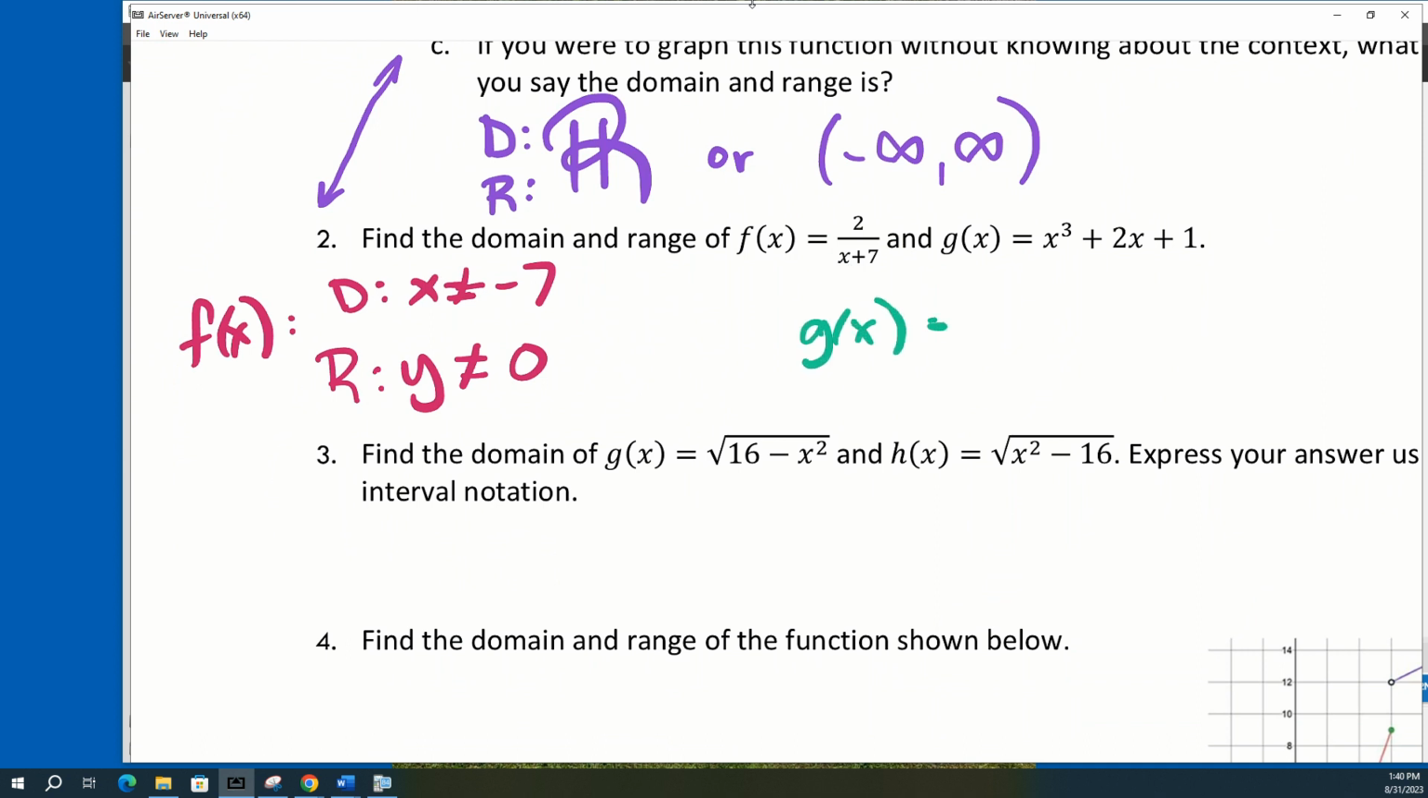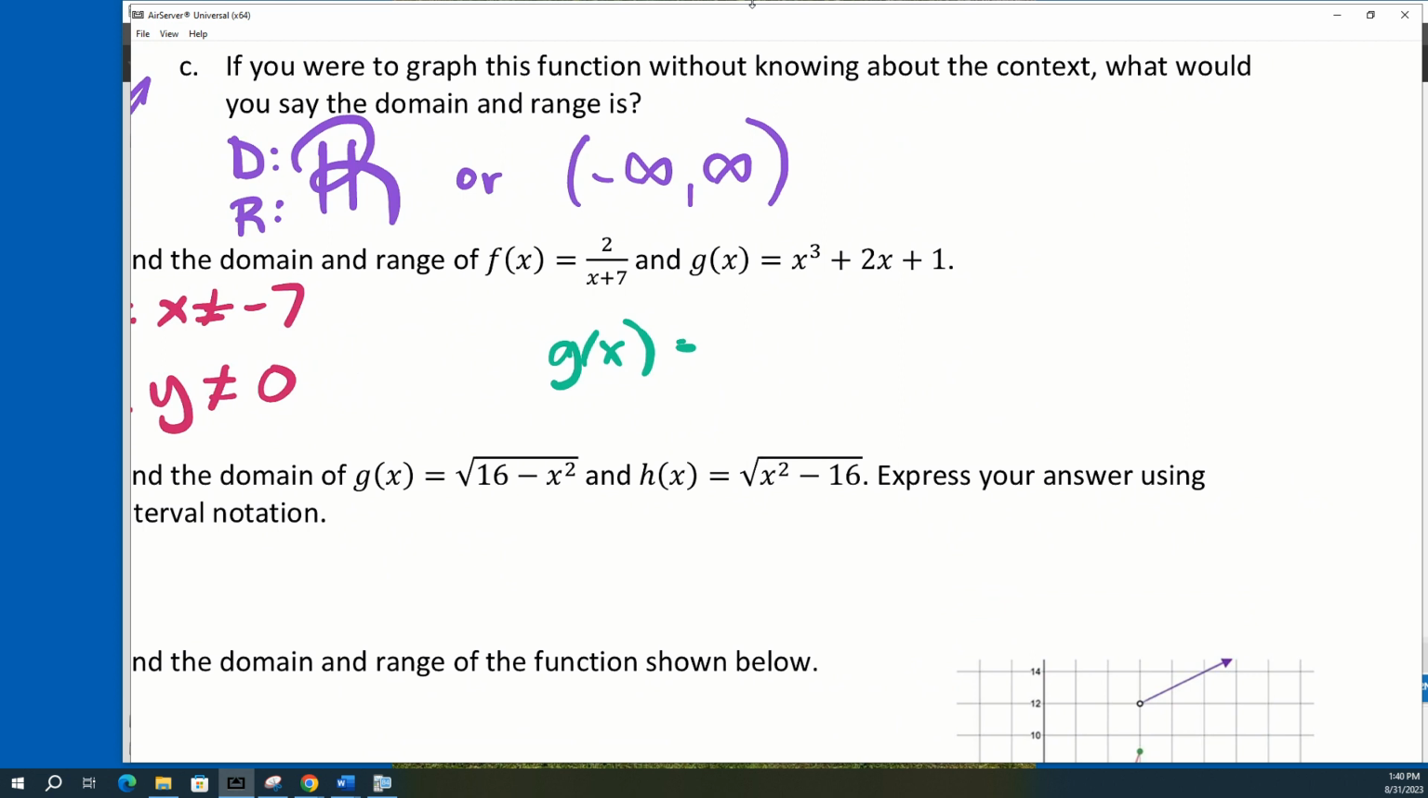Okay, I'm trying to remember exactly what this one looks like. I think it looks maybe like this. Definitely has an arrow going up and an arrow going down for G. So if you have an arrow pointing to the left and you have an arrow pointing to the right, what do you think that means for your domain? It's all real numbers. So you can do fancy R or you can do negative infinity to infinity.